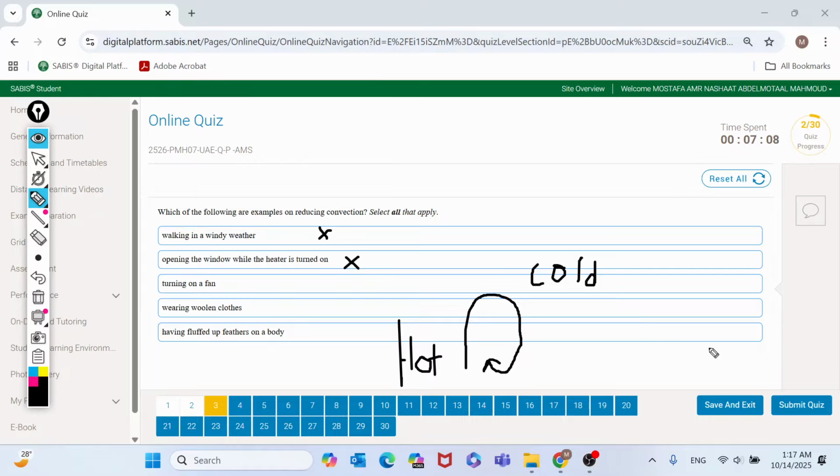And this one no. Turning on a fan also blows on you. Let's say it's the same case as the wind. A fan also blows on you, so no.